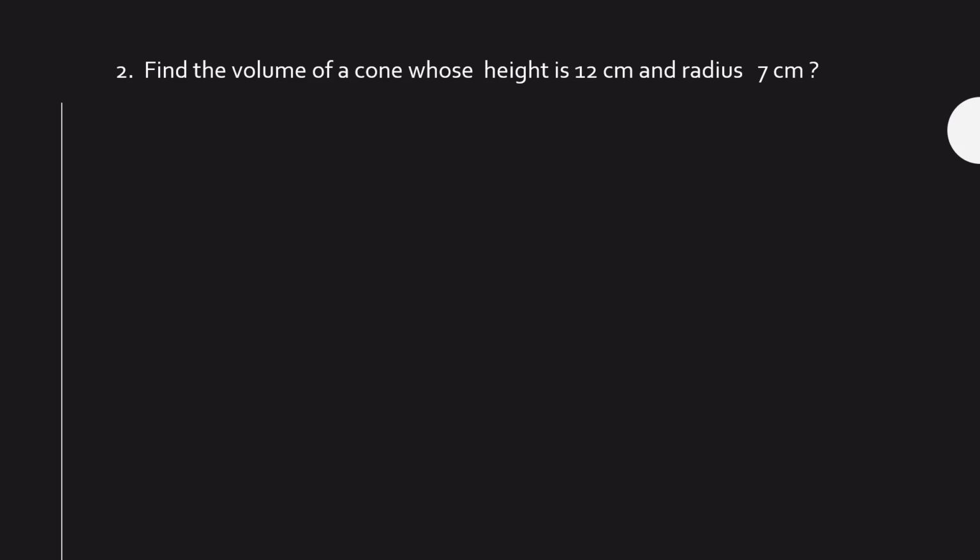Now let's discuss one more problem. All of you write it in your notebook, read it twice or thrice and tell me what you need to find. Yes. Can any one of you read the question? Yes. Find the volume of a cone whose height is 12 centimeter and radius 7 centimeter. And can you do it by yourself? Try it. I will help you.